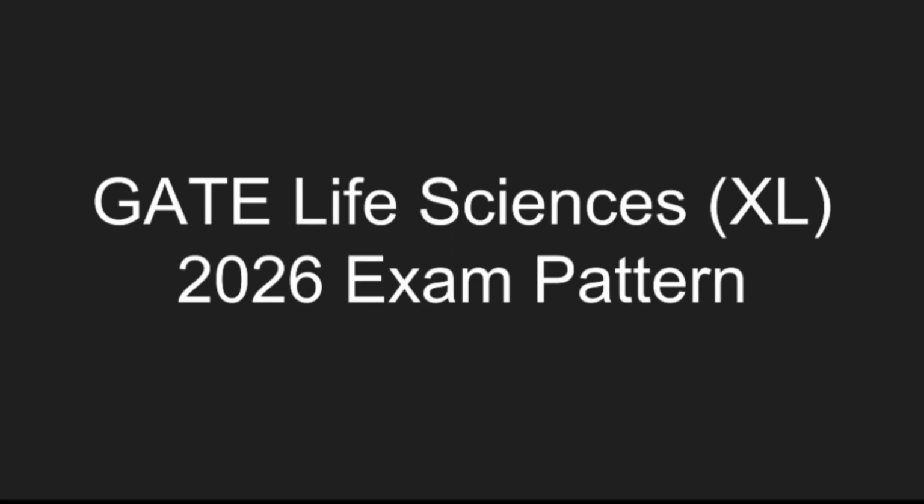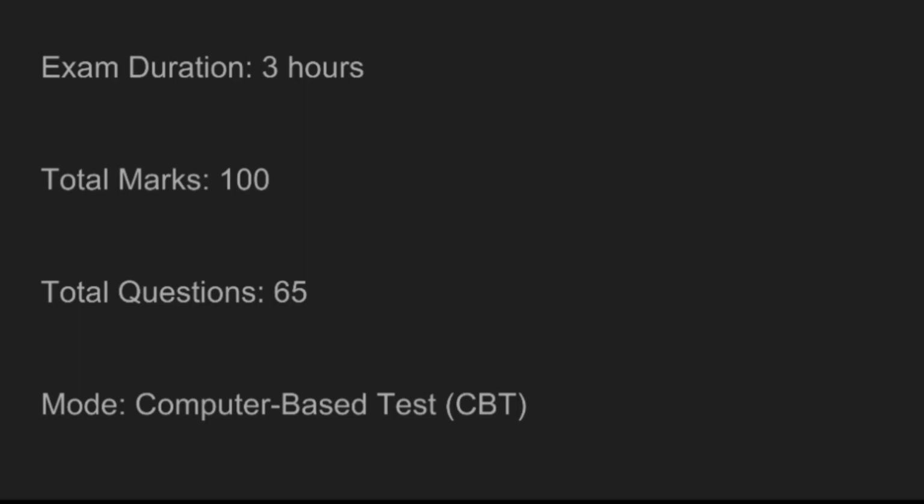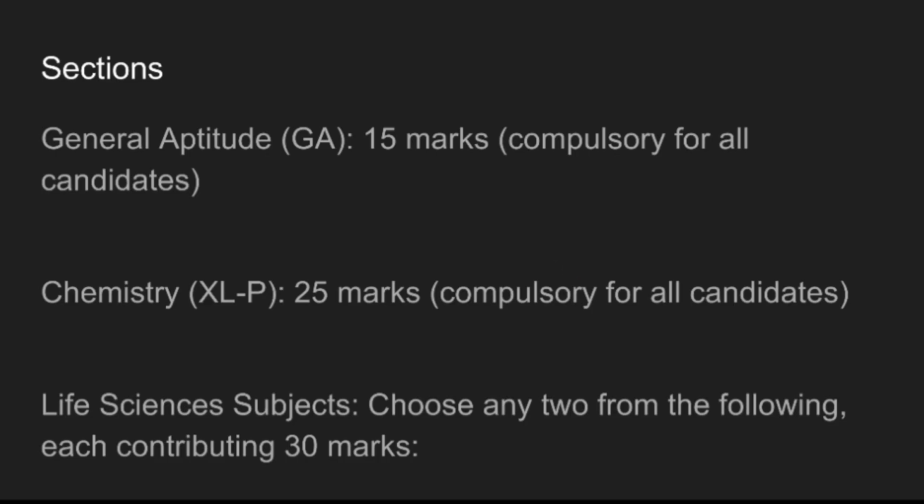GATE Life Science paper has three parts. So the first one is your general aptitude part, then is your chemistry part, then it's your life science subject. Out of five, you have to choose any two of them. And the marks distribution is like 15 marks for your general aptitude questions, 25 marks for your chemistry, and that is compulsory for all the candidates. General aptitude and chemistry paper is compulsory for all the candidates.